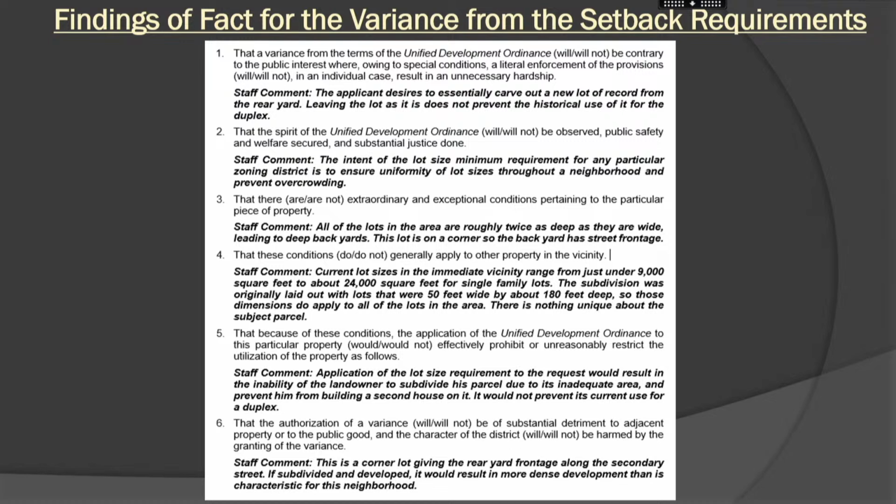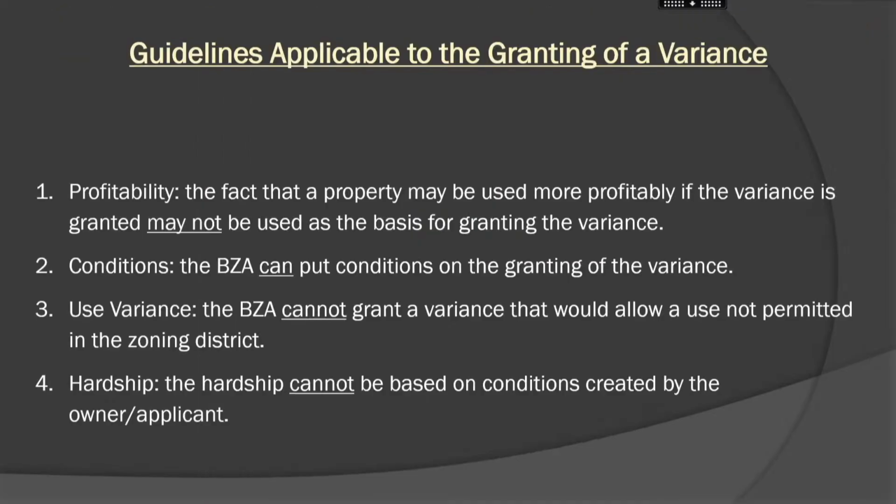And that the authorization of the variance will or will not be of substantial detriment to adjacent property. This is a corner lot giving the rear yard frontage along a secondary street, but if subdivided and developed, it would result in more dense development than is characteristic for the neighborhood. So that concludes staff's report.